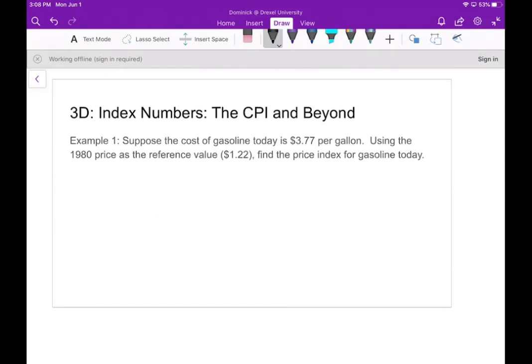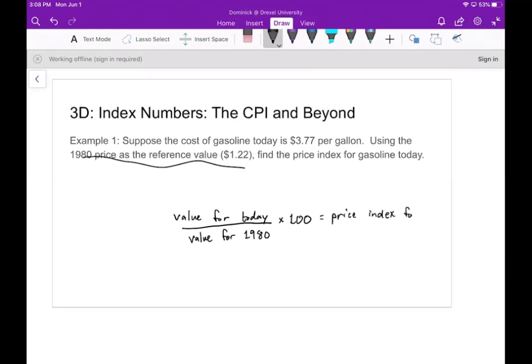All right, so let's do a quick example of that. We're going to suppose that the cost of gasoline today is $3.77 per gallon. Now we're going to use the 1980 price as the reference value, and we're going to say that's $1.22, and we're going to find the price index for gasoline today, right? So our value for today over the value for 1980 times 100 will give us the price index for today, and of course assuming that your reference value is 1980, right?